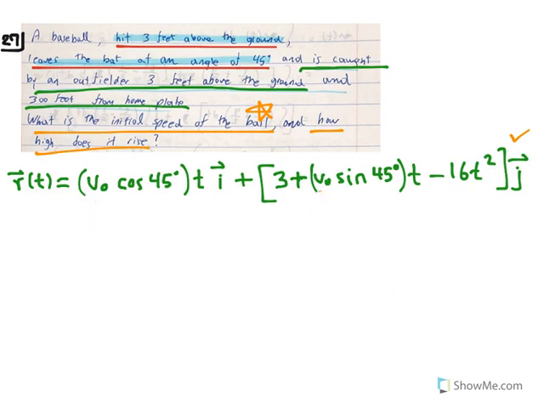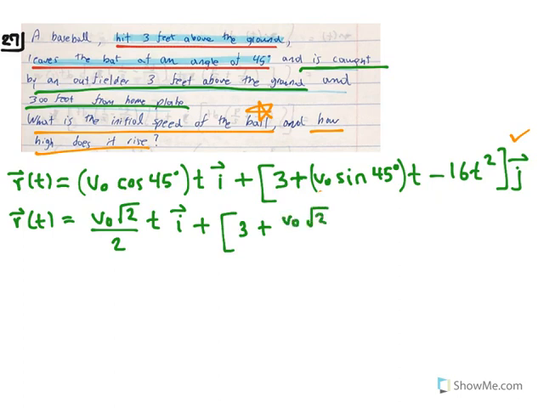Before doing anything else, we can simplify a little bit here. Because we know cosine of 45 degrees is square root of 2 over 2. So we can write v naught square root of 2 over 2 times t i plus 3 plus, again, sine of 45 degrees is square root of 2 over 2. So we have v naught square root of 2 over 2 t minus 16 t squared j.